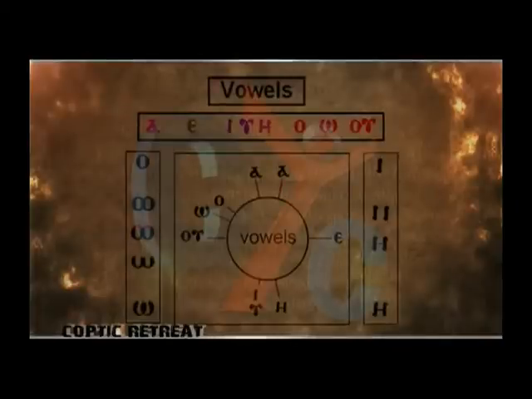This one is O. It is the same quality of sound, but longer. So O, O. This one is a closed O. It's oo. So it's O, O, and oo. So one more time, all the vowels.